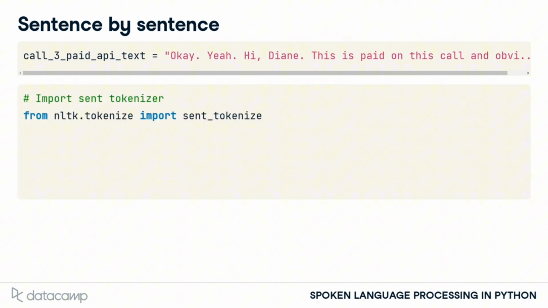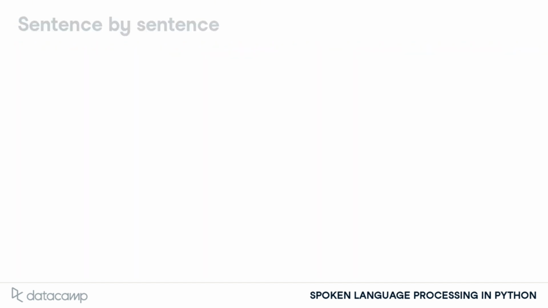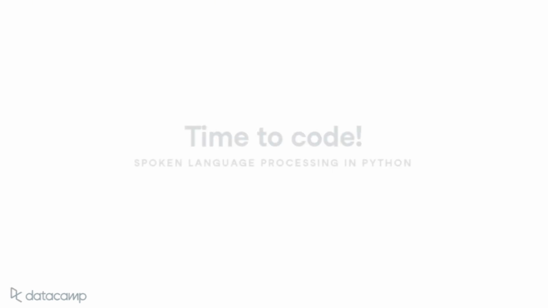Using NLTK's tokenize, you break the transcription into sentences and analyze the sentiment sentence by sentence. This is helpful because it allows you to figure out which parts of the conversation the customer may be most displeased with. You can see the line where the transcription says, "This service is terrible," gets a negative compound score.